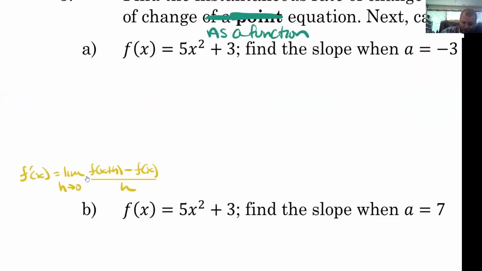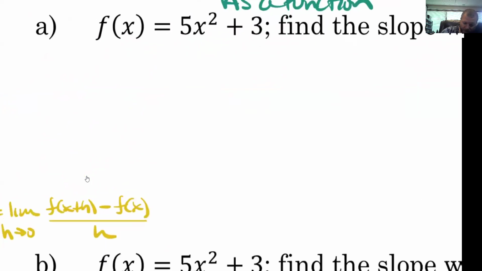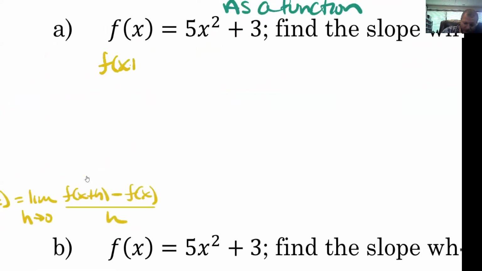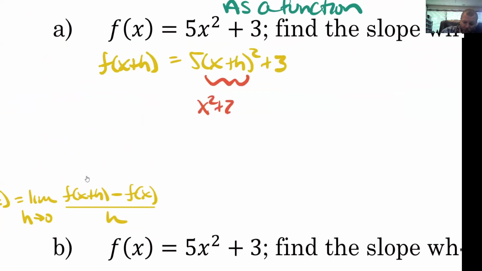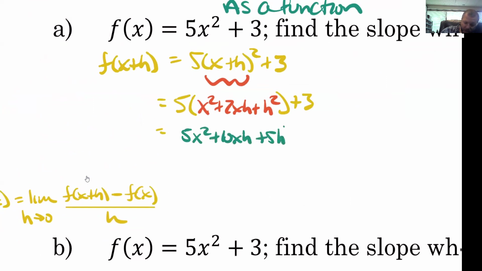In each of these, we're going to need an f of x plus h. So here's my f of x plus h. We know it's going to be 5 times x plus h squared plus 3. x plus h squared is going to be x squared plus 2xh plus h squared. We're going to multiply by 5 and add 3. So when we distribute the 5, we're going to get 5x squared plus 10xh plus 5h squared plus 3.